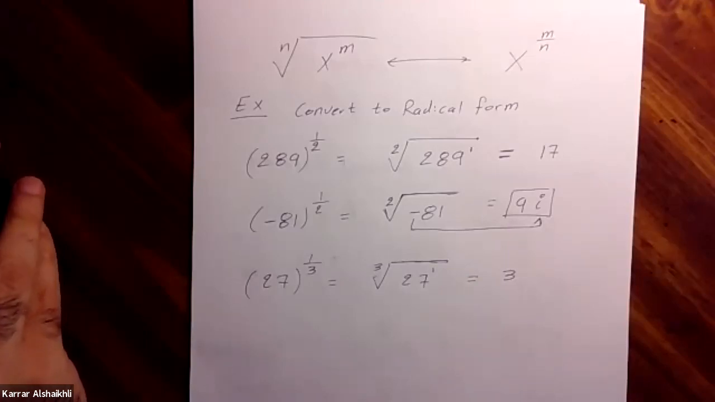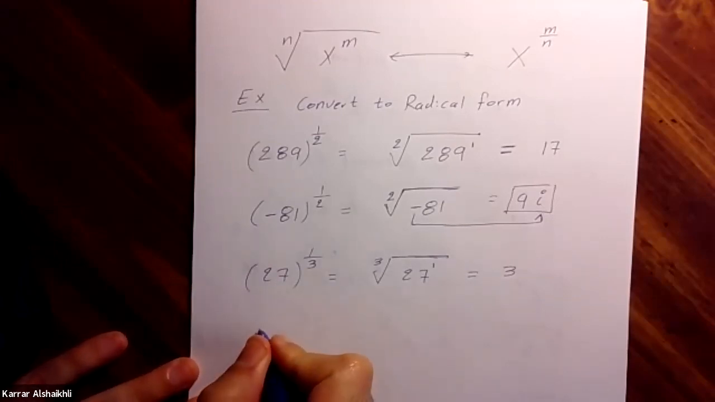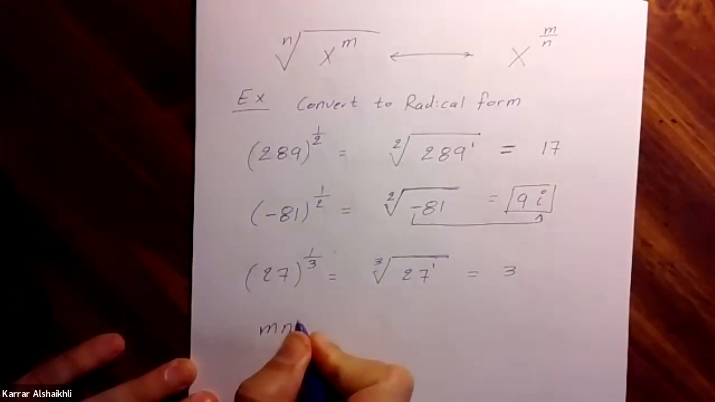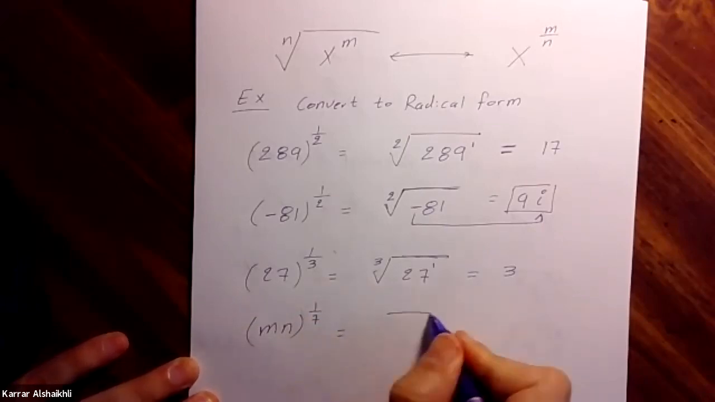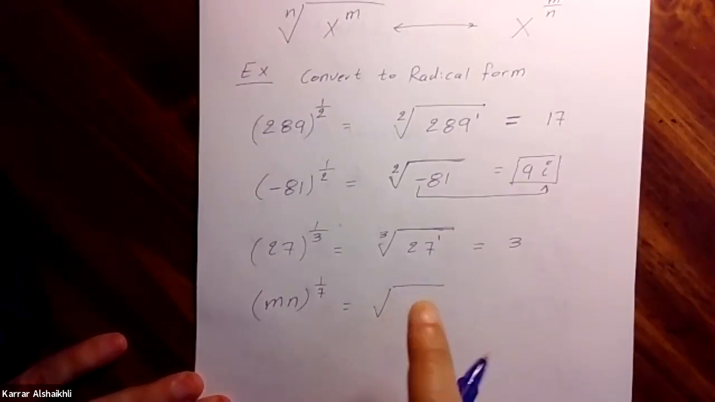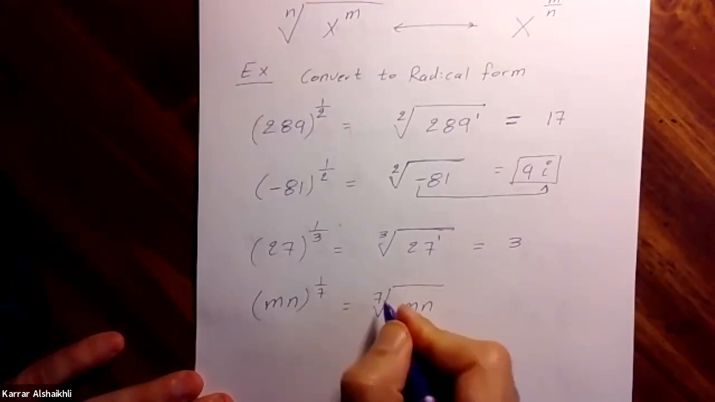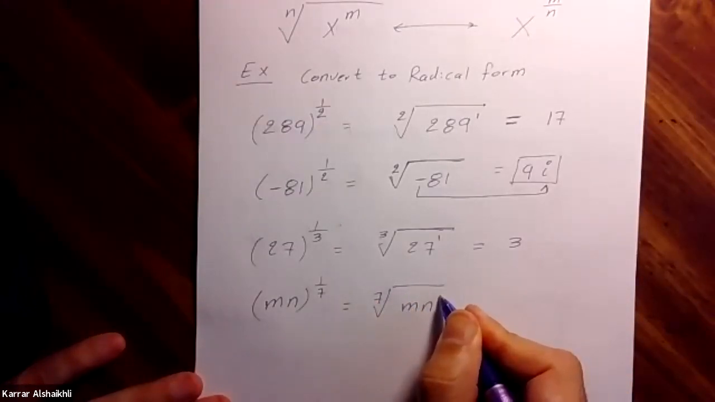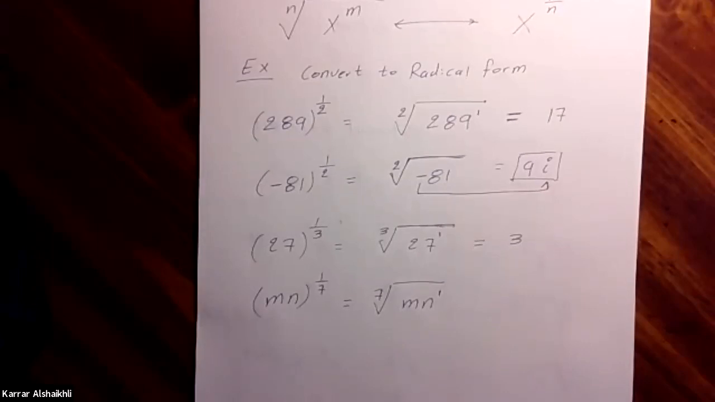Let's do another example. If we have m n to the power 1/7, it's going to be equal. Here is the radical. How much am I going to write down here? M and N. How much here? 7. And here? 1. That's it. Because you can't simplify it, so just leave it like this.